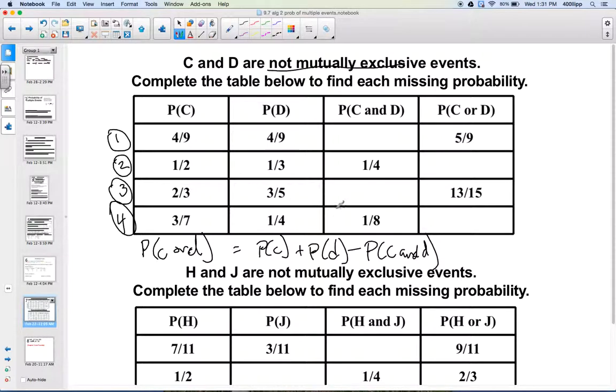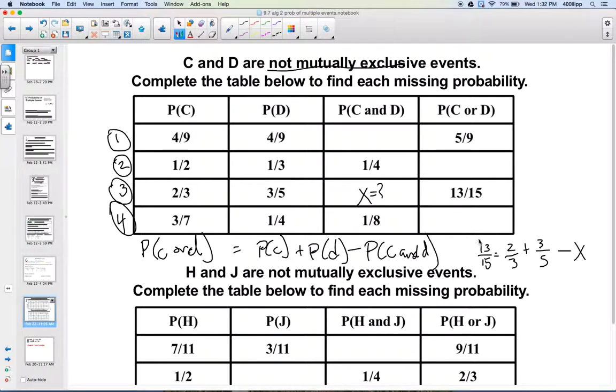So we can plug one of them in. Let's say we do number 3 here. If we are trying to find this one, I'm just going to let that be an X for now, and then we'll find out what that's equal to. The probability of C or D, we are told, is 13 over 15. So I have 13 over 15 is equal to the probability of C, we're told, is 2/3 here. The probability of D is 3/5. So plus 3/5, minus the probability of C and D, that's what we're trying to find, so minus X.